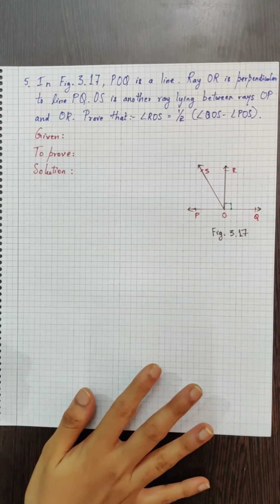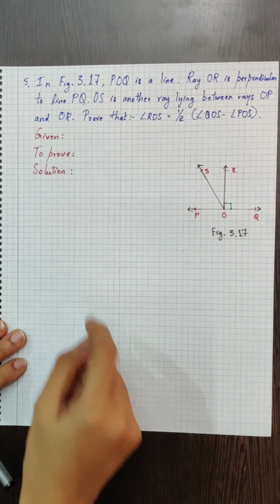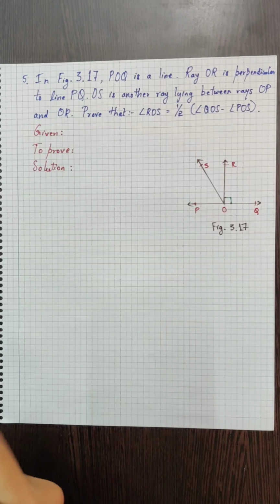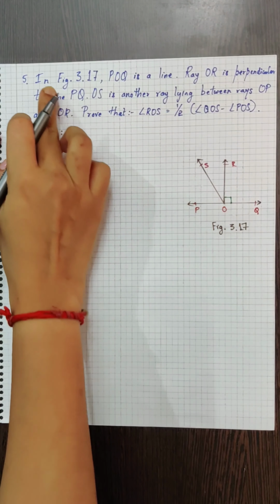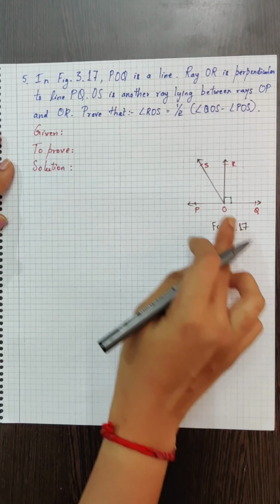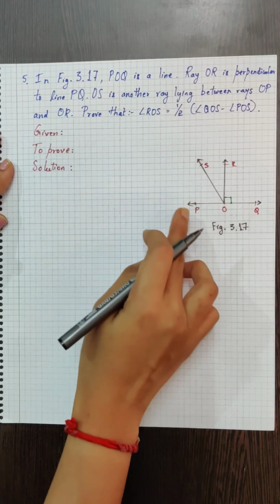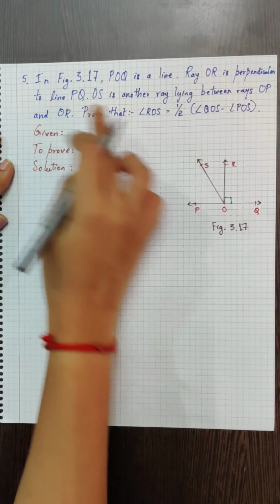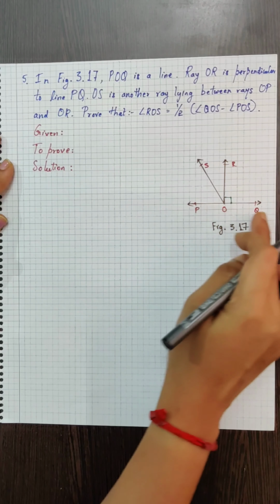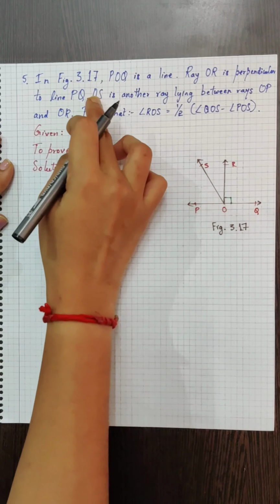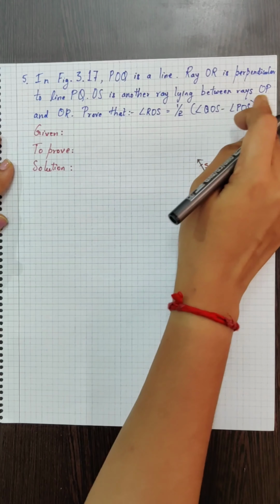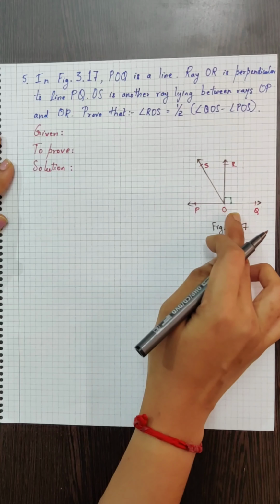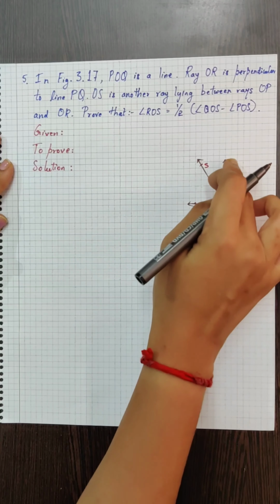Okay. Let us take the next question of exercise 3.1, that is the fifth question. Here it is given that in figure 3.17, POQ is a line. Ray OR is perpendicular to line PQ. OS is another ray lying between rays OP and OR.